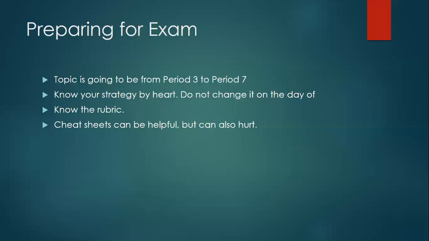All right. Now, just some small things in preparing for the exam. It's just a DBQ. It's just 45 minutes. And that topic is going to be from period 3 to period 7. Most people are thinking that it's going to cover a lot of different time periods. So it's going to be something like, how did immigration change from 1800 to 1900 or something like that.